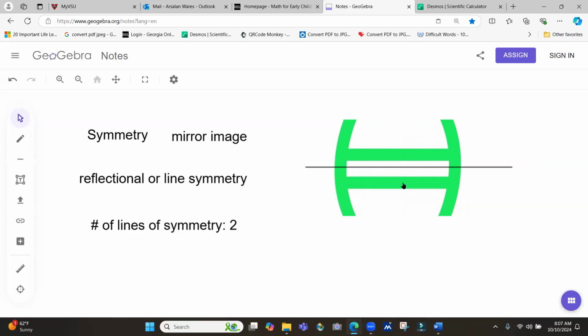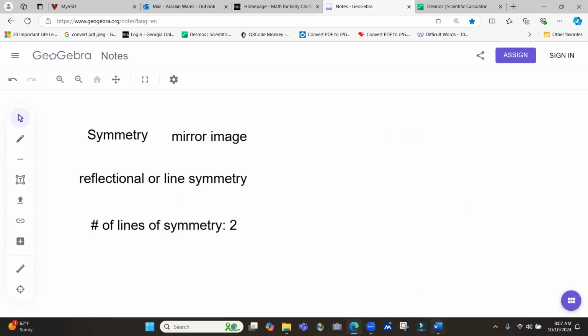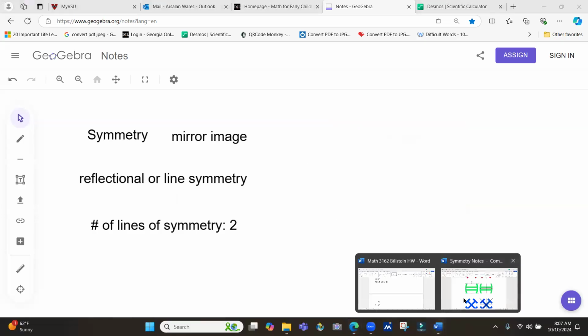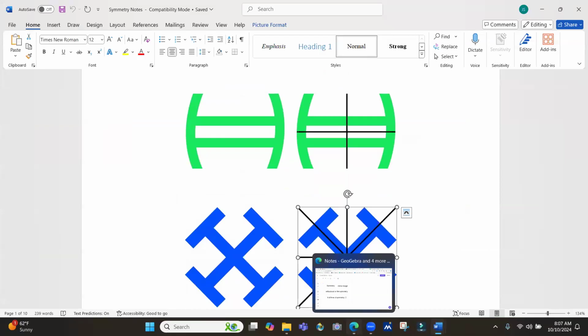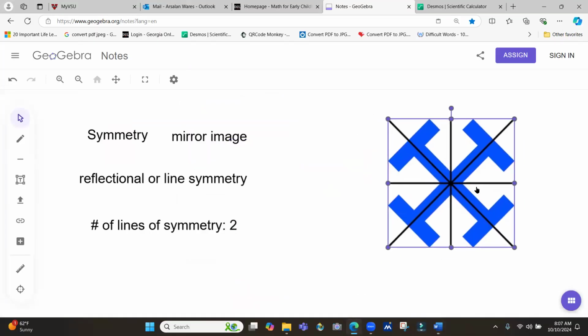Let me show you one more picture. These are all from your notes. Now take a look at this shape. I'm actually going to bring both. I'm just going to bring this shape. Take a look at this one.